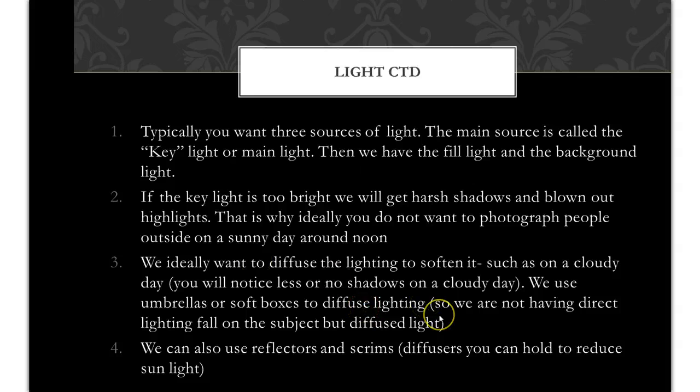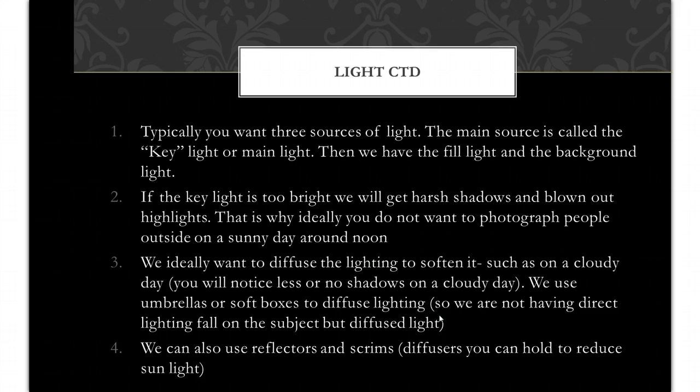But when we're taking photographs, typically there are three sources of light. There's the key light or the main light. That's the brightest light that lights up the object. Then we have a fill light and a background light. So if you can understand the background light, well, the light that then does the remainder is the fill light.